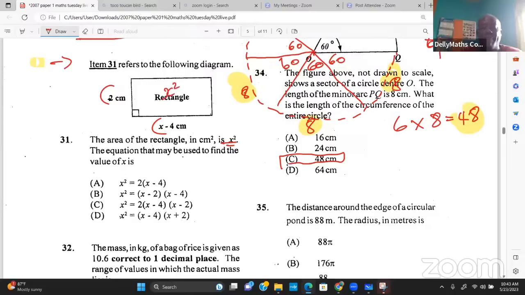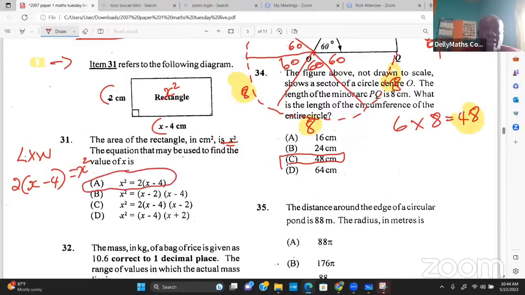The equation that may be used to find x, so what I want to do is to put together my knowledge. I'm thinking, if I want to find the area, it's always length times width. What's my length? It doesn't matter how you want to put it. So you could put 2 times x minus 4, right? I could look, I see this should equal x squared. If I see this, it is fine, and I wouldn't want to go any further.